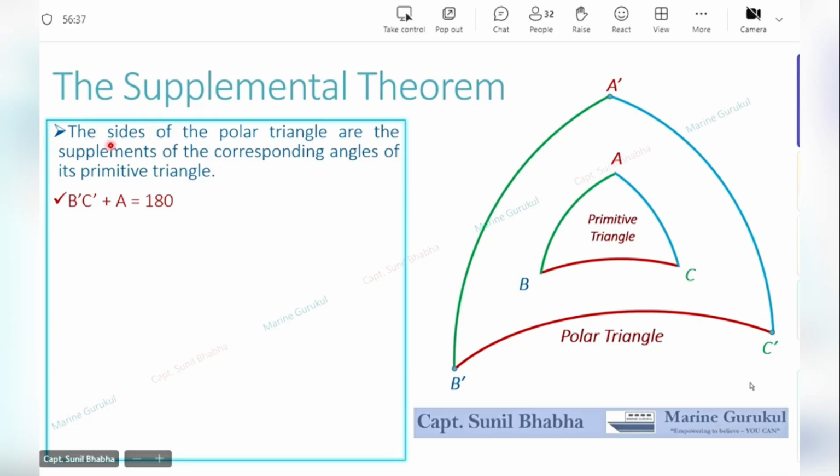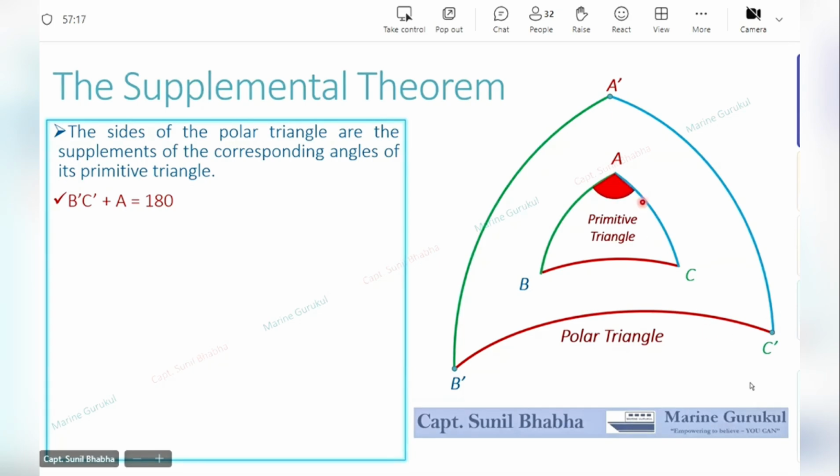So let us correlate it with the text of the theorem. The side of the polar triangle, which we have taken as B'C', is the supplement of the corresponding angle of the primitive triangle. The corresponding angle, or the opposite angle, of the primitive triangle is angle A. Both of them add up to 180 degrees. So this basically tells us that if we know angle A of the primitive triangle, 180 minus angle A will give us the side B'C' of the polar triangle.